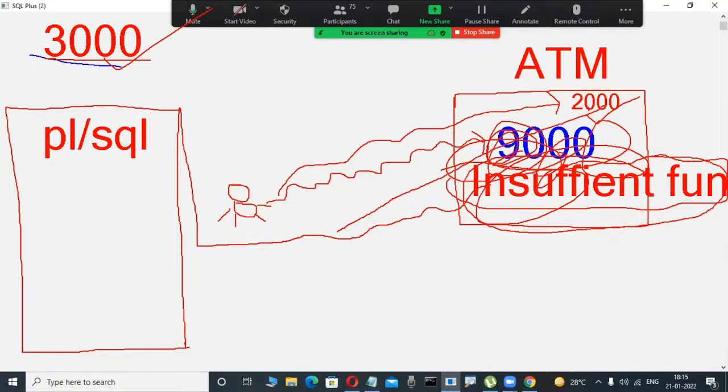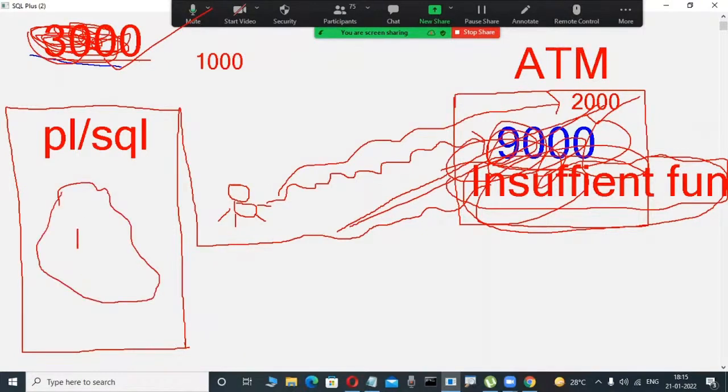Now, whenever we withdraw 2,000, what is the available balance? 3,000 minus 2,000, that is 1,000. I want that reflected in my database. Otherwise, if 2,000 is withdrawn and 3,000 still remains available, the total banking system collapses. Those transactions are all done through code. That's why PLSQL developers are required in a project.